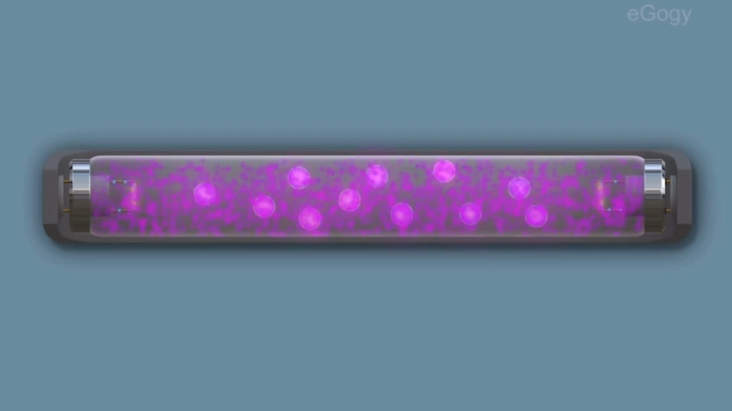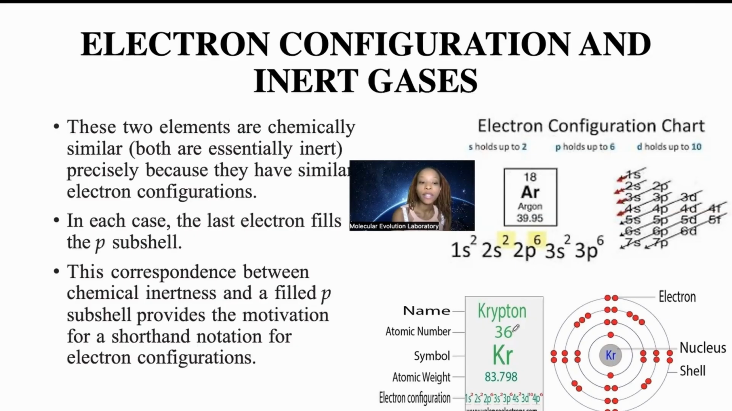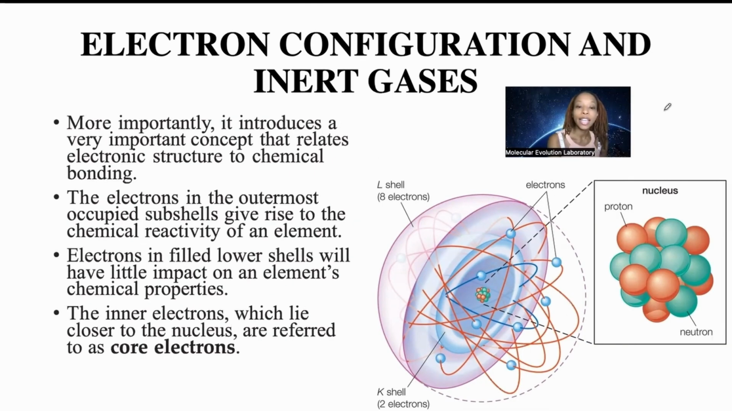So these elements are chemically similar. Both are essentially inert precisely because they have filled electron configurations. In each case, the last electron fills the p subshell. The correspondence between chemical inertness and a filled p subshell provides the motivation for a standard notation for electron configuration. So the important thing is they both have filled p subshells. More importantly, it introduces a very important concept that relates electronic structure to chemical bonding.